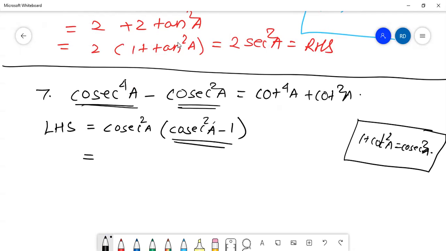Now with this formula, you know that you can write cot square A is equal to cosec square A minus 1. So for this, cosec square A minus 1, you can write as cot square A. And what else we can do?